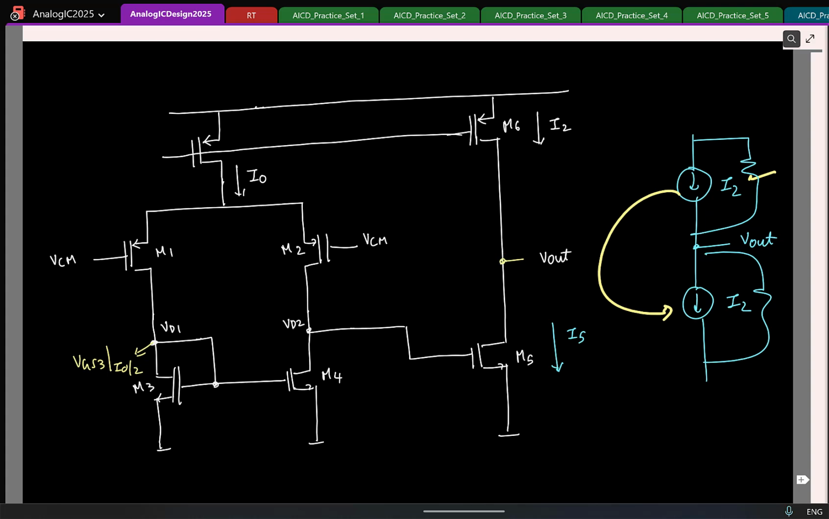Not defined properly, because remember I have two current sources biased independently. If, for example, one of the currents, say I5, is much greater than I2 to start with, what will happen to Vout? This current is greater than this current, Vout will drop. So if it goes beyond a point, M5 goes out of saturation or vice versa.